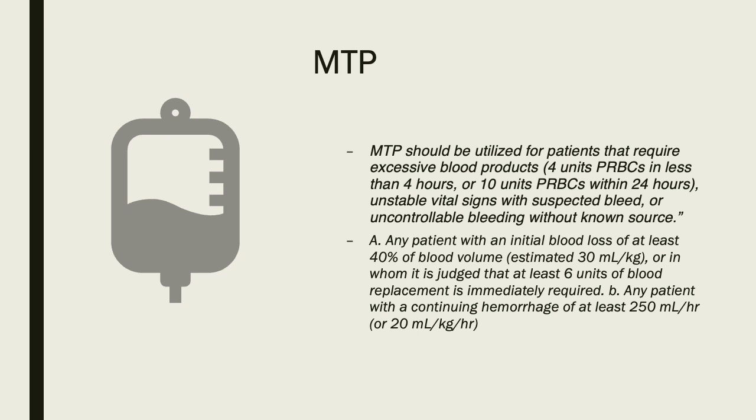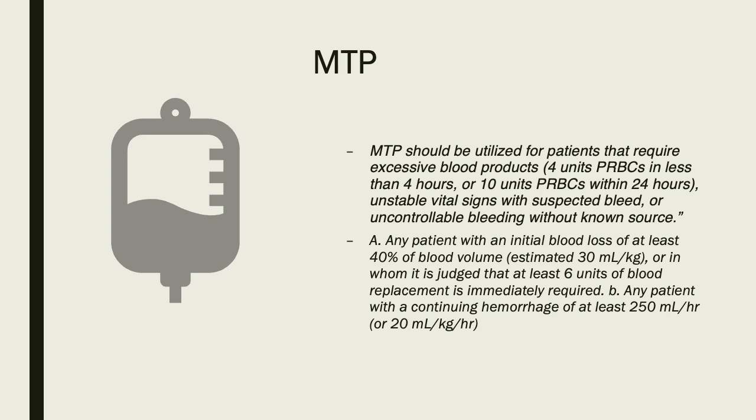So who is a candidate for the massive transfusion protocol? There are actually two different ways to delineate if a patient is a candidate. One is a patient that is identified to need 4 units of packed red blood cells in less than 4 hours, or 10 units of PRBCs in 24 hours, unstable vital signs with a suspected bleed, or uncontrolled bleeding with a known source.